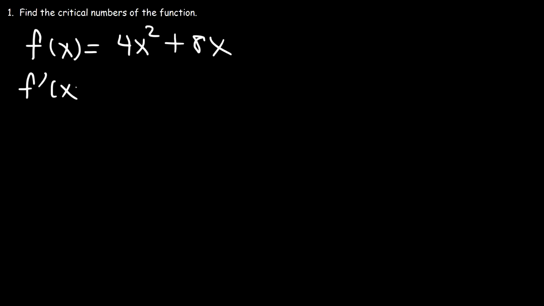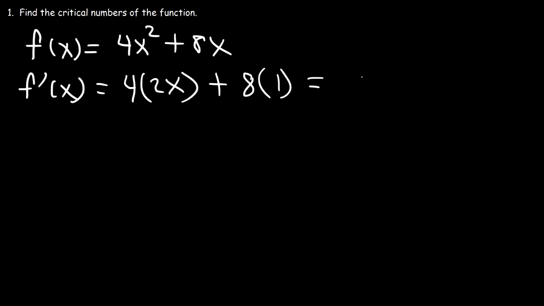Now let's start with this problem. Let's say that f of x is equal to 4x squared plus 8x. Find the critical numbers of the function. So what we need to do is find the first derivative, set it equal to 0, and solve for x. What's the derivative of 4x squared? Using the constant multiple rule, it's going to be 4 times the derivative of x squared, which is 2x. And the derivative of 8x is going to be 8 times the derivative of x, which is 1. So thus we have 4 times 2x, which is 8x, so 8x plus 8.